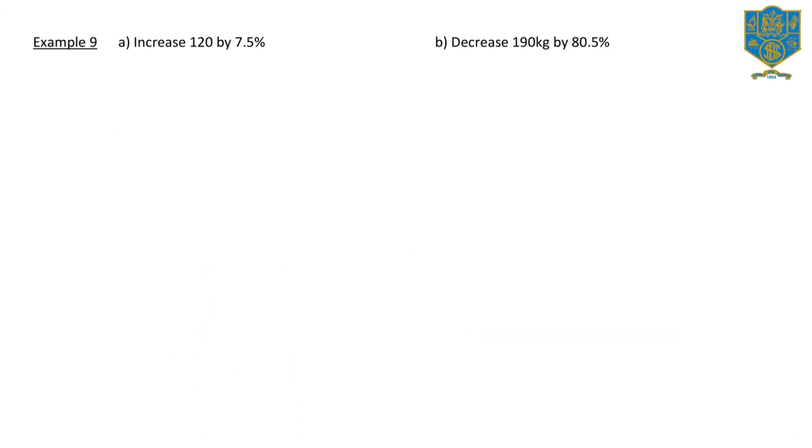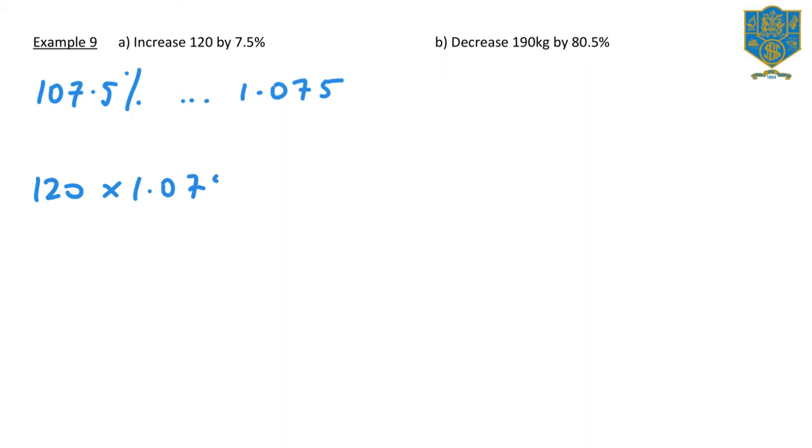Our next example then, increase 120 by 7.5%. So if we are considering our 120 as 100%, increasing it by 7.5% is going to take you to 107.5%, which means your multiplying factor is 1.075. So we can do 120 multiplied by 1.075, and that gives us 129.